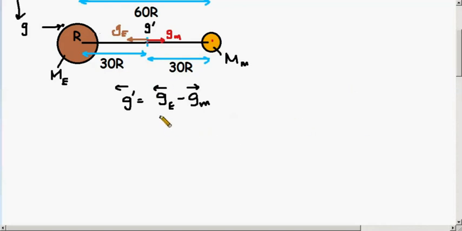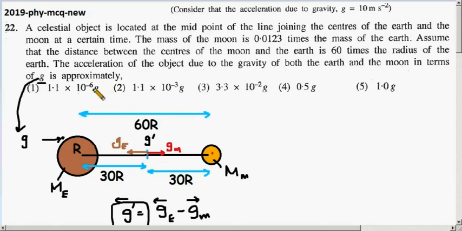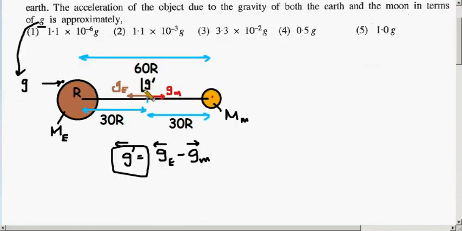So now we have to derive this part using Newton's law. We have to find out this one. This one is the final answer: the acceleration of the object due to gravity of both Earth and the Moon. That is what they want, so that is what we have to find out. It is the final answer.